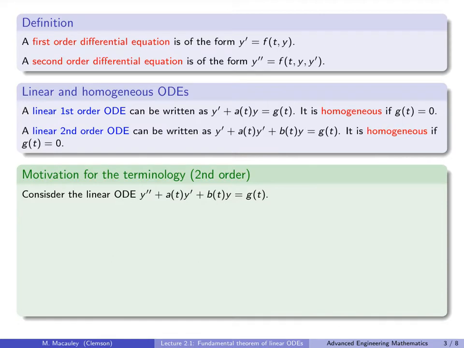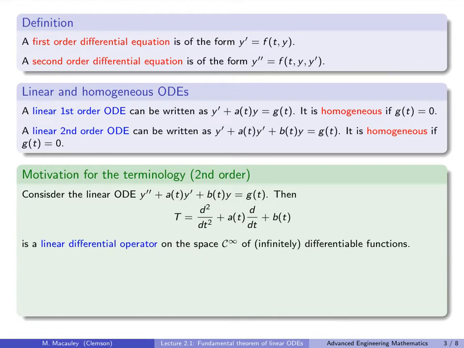But first, I want to show you the same thing, but for second order ODEs. So consider a linear ODE at second order, so it's y double prime plus a of t y prime plus b of t y equals g of t. Then this guy, let's call it capital T again, and this time it's d squared dt squared plus a of t times d dt plus b of t. That is a linear differential operator, again on the space of smooth functions. It doesn't really matter if we consider real valued or complex valued. That's why I didn't specify it.